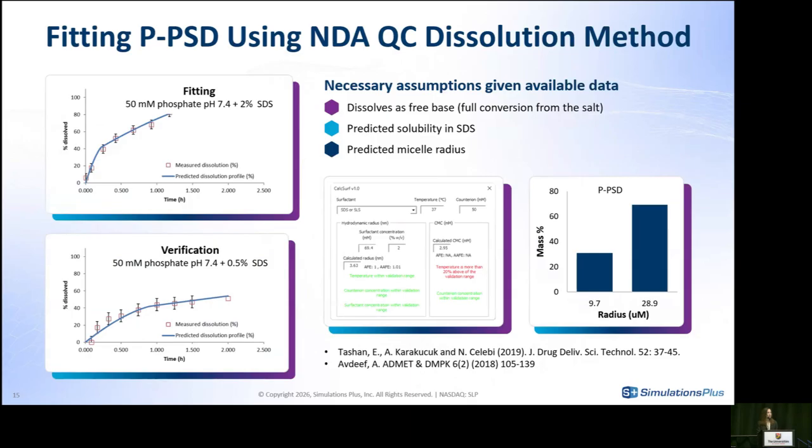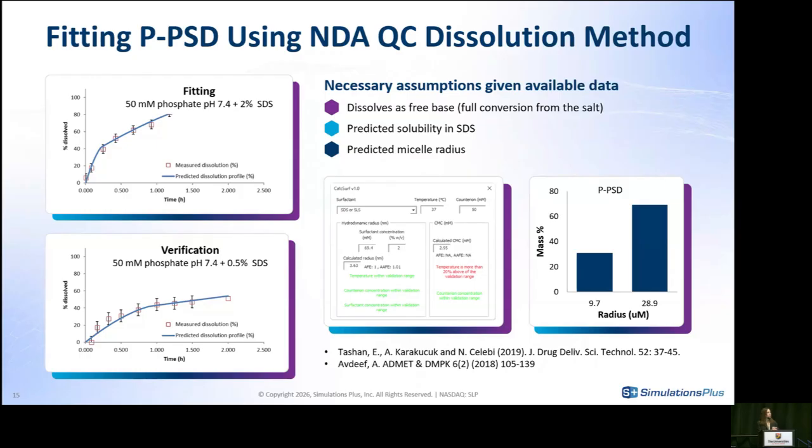So we fit the PPSD equation using the NDA-QC dissolution method, which was in the literature. What was unfortunate, but often the case, is that not all the information was available. So we had to make some assumptions. The first assumption we made was that the dissolution occurs according to the free base solubility, or in other words, there was full conversion of the salt to the free form at this high pH of 7.4.